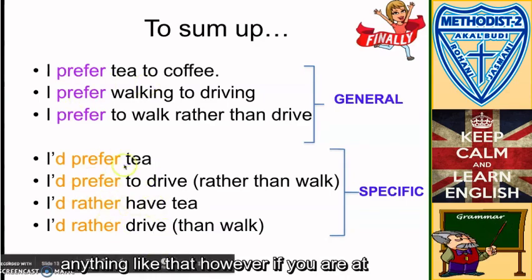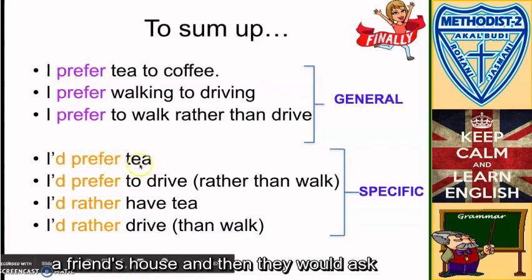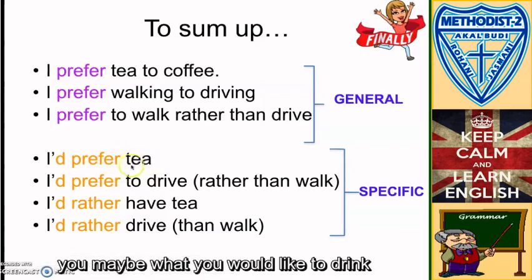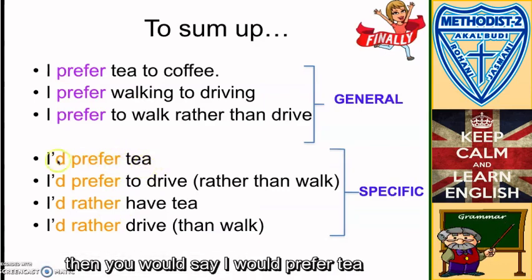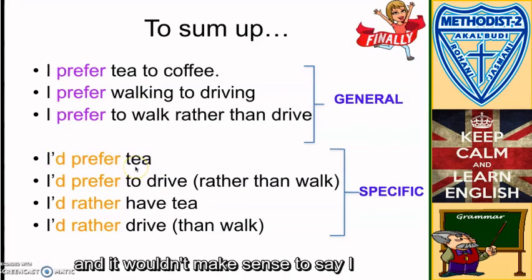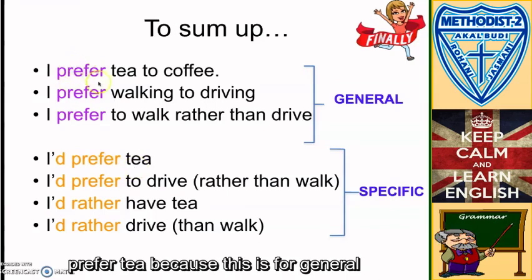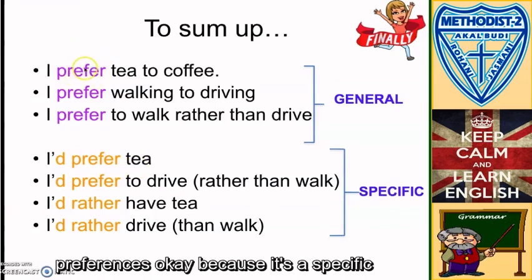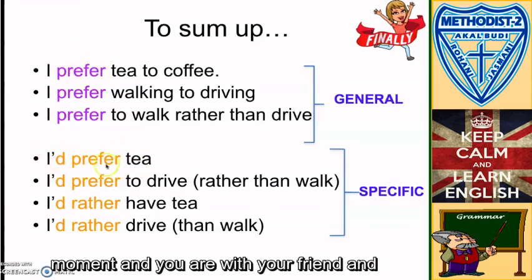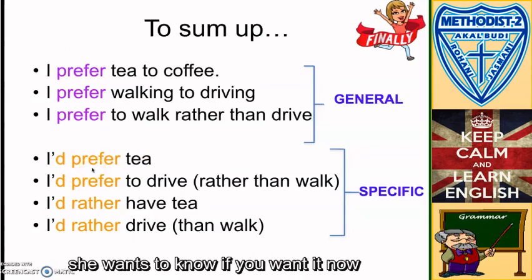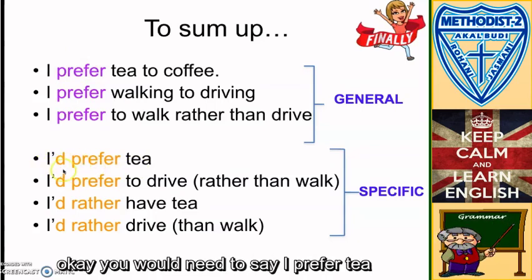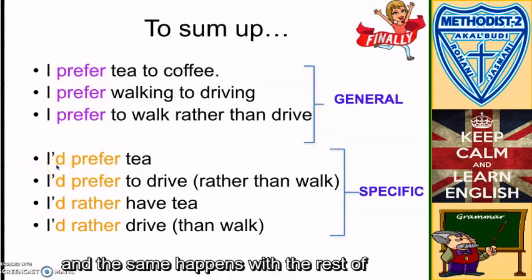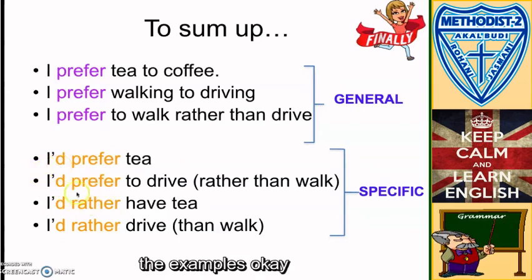However, if you are at a friend's house and they ask you what you would like to drink, then you would say, I would prefer tea. And it wouldn't make sense to say, I prefer tea, because that is for general preferences, okay? Because it's a specific moment and your friend wants to know if you want it now, okay? You would need to say, I would prefer tea. And the same happens with the rest of the examples, okay?